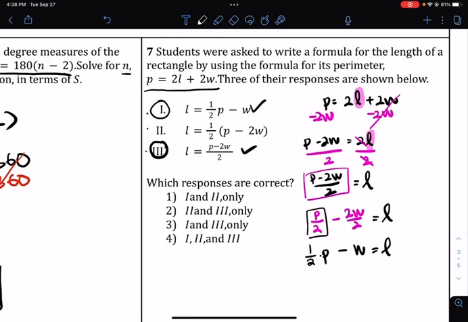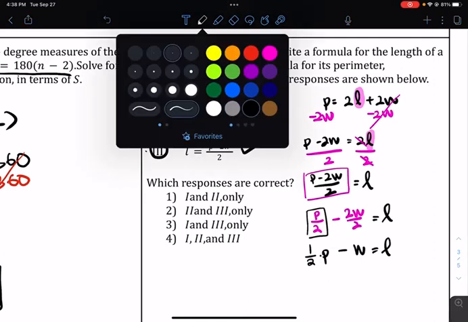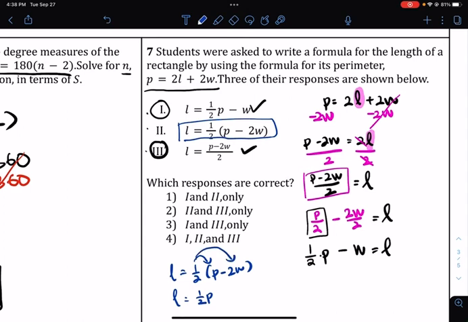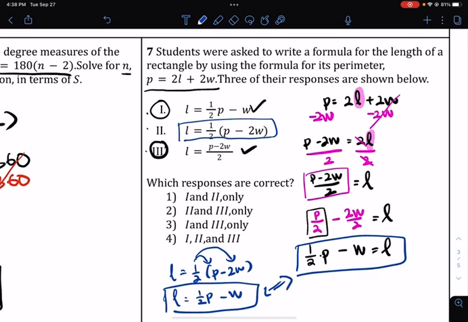Okay. Now here's a trick. You can also, let's say you want to try if the 2 is correct. So this is 2, right? 1/2 times P. So just distribute it. Distribute this one. 1/2 times 2 is 1. 1 times w is w. So this is actually the same as this, right? So this is also correct. So the answers are 1, 2, and 3.